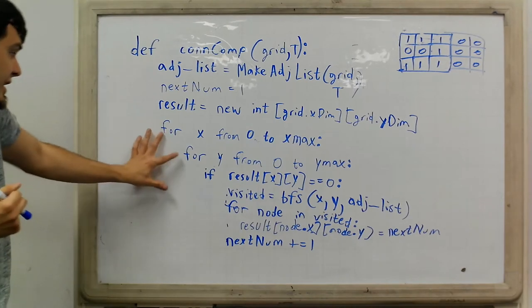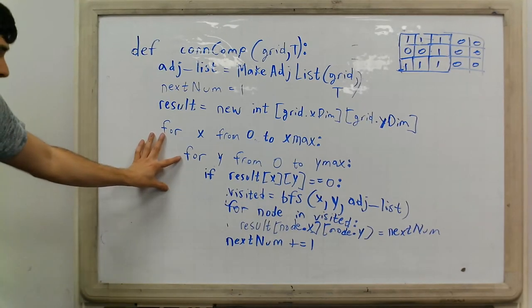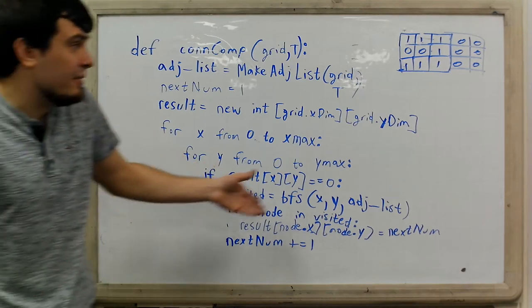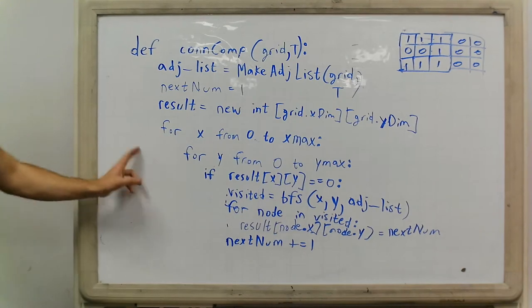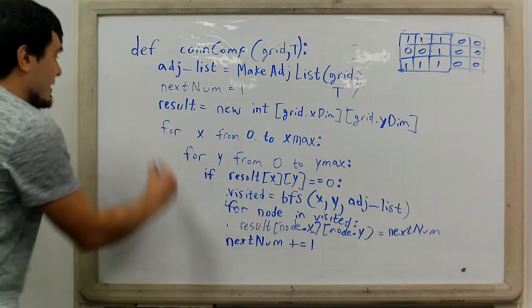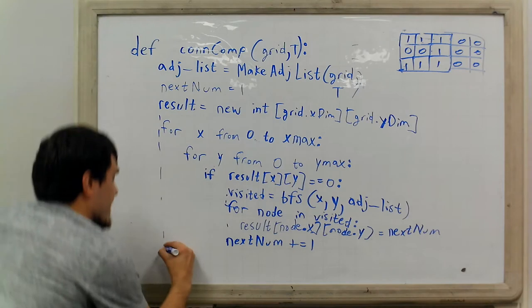And then in the end, this actually guarantees that it visits every cell, and every cell has at least itself as its BFS. So this actually guarantees that everything will get labeled in the result. And you can just return the result here.